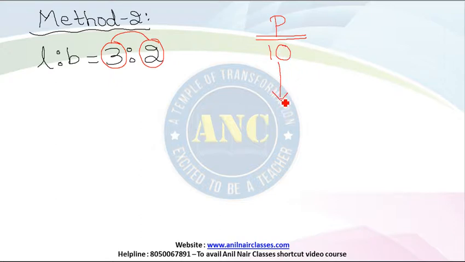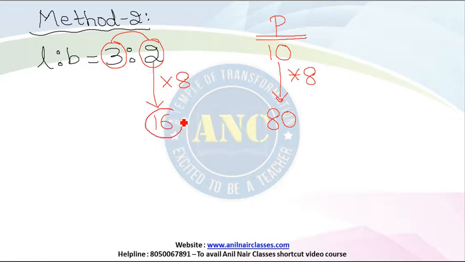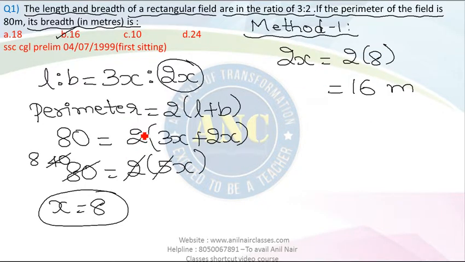According to the question, perimeter is 80. It is given in the question. 10 into 8 is 80, so 2 also gets multiplied by 8. 2 into 8 is 16. This 8 only is what you got as the value of x in your previous method.